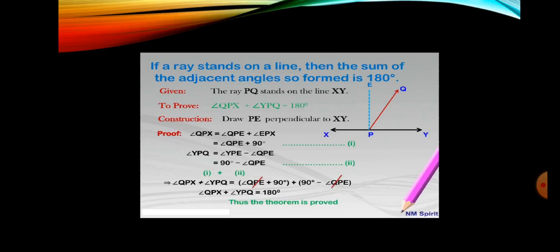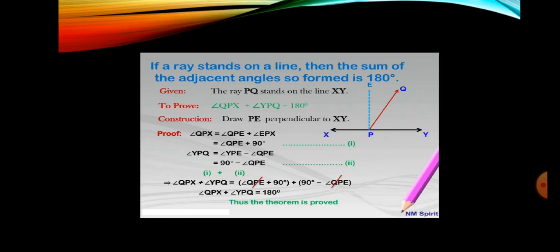Firstly, we take angle QPX. Look at the figure. Angle QPX is divided into two parts. Then we write the sum of these parts, meaning angle QPE plus angle EPX, and angle EPX is 90 degrees. So we write angle QPE plus 90 degrees.